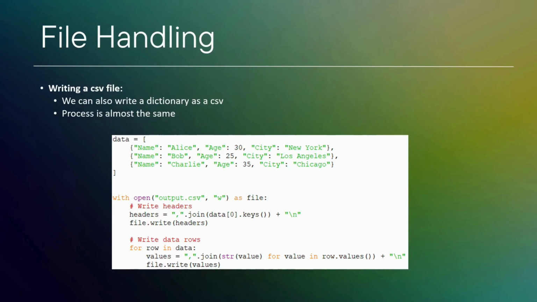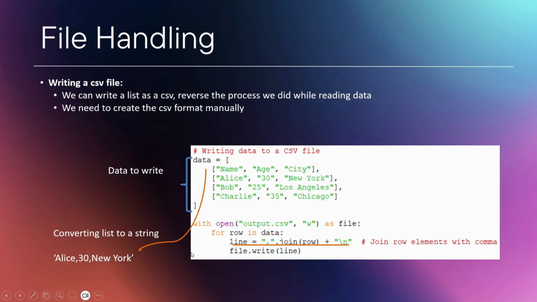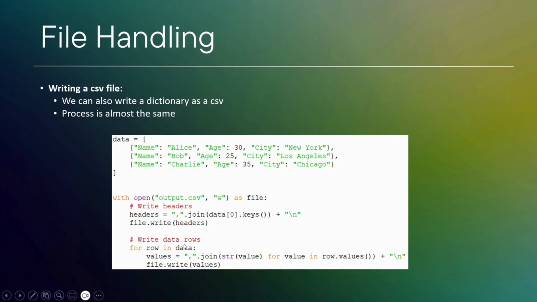You can also write a list of dictionaries as a CSV. The process is almost the same. We just need to have this sort of output to be able to write it in a CSV. For this one, the process is the same, but the way is slightly different. We put in the headers at first, and then we have a slightly different syntax over here. So we can access the values instead of the keys, and the key-value pairs, and write them as CSV files.